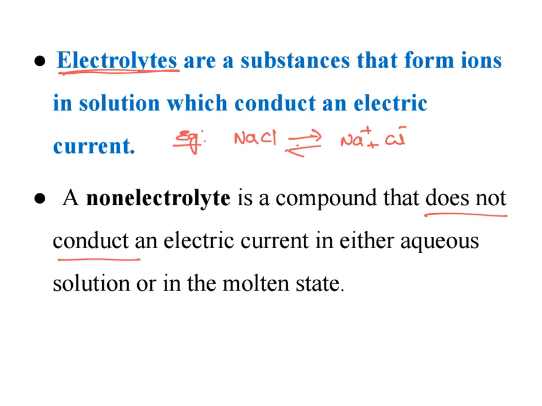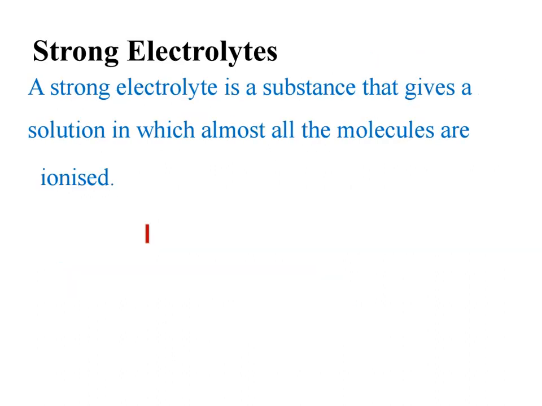When it comes to non-electrolyte, let's take sugar or glucose. These substances are dissolved in water but do not undergo ionization, and they do not conduct electricity, and these we call as non-electrolyte. Sugar, urea, these are examples for non-electrolyte. Again the electrolyte is classified into two types, strong electrolyte and weak electrolyte.